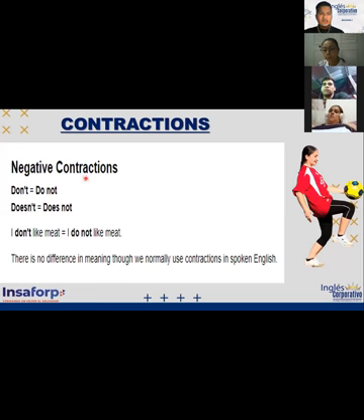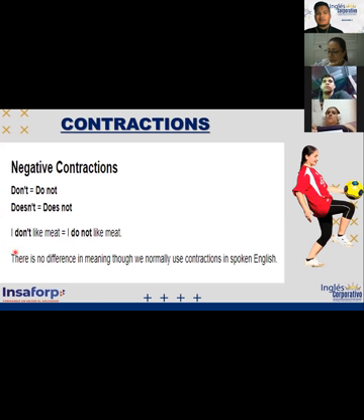So here we have a very important part. The contractions that I was saying yesterday. Those are the contractions that we have with the auxiliary. We have don't, which is equal to do not, and doesn't, which is equal to does not, and we have some examples right here. I can say, I don't like meat, or I can simply say, I do not like meat. This is just a brief reminder about what we saw yesterday, okay?